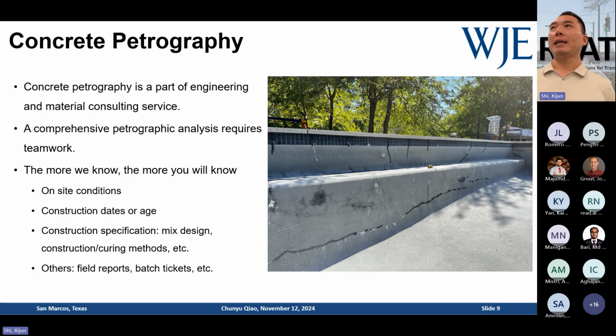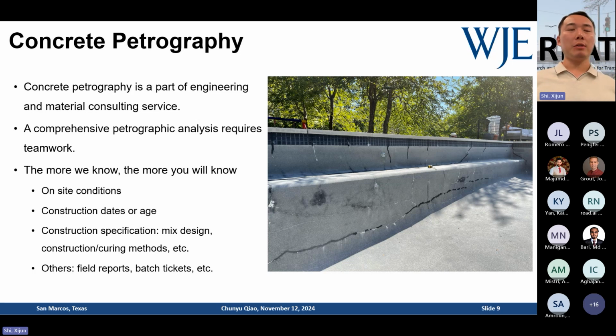It is not a puzzle where clients throw some samples to us and tell us, hey, tell me what you find and what is wrong with my concrete. It doesn't work like that. The more information or background information you provide to us, the more we can provide to you, by knowing more about what has happened on site and to your structures.